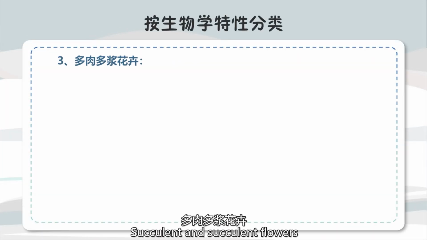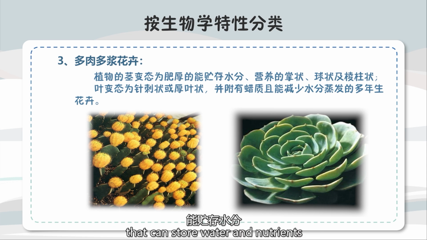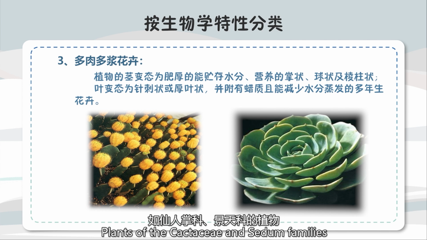Third, succulent flowers. The stems of plants are transformed into fleshy tissue that can store water and nutrients. Angiosperms, spherical and prismatic shapes. A perennial flower with needle-like or thick leaf-like leaves, accompanied by wax, and capable of reducing water evaporation. Plants of the Cactaceae and Sedum families.